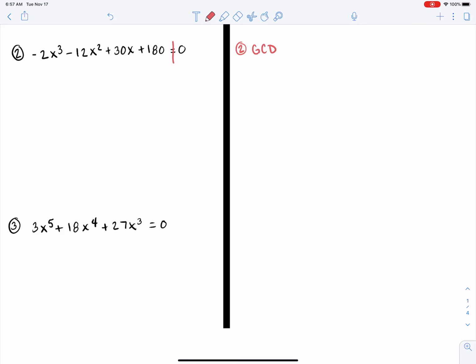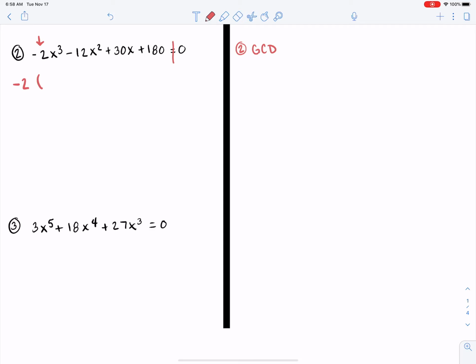So if I look at all four terms, only 3 of them have an x, so I can't say there's a GCD of x. But if my leading coefficient is negative, then we're going to say we have a negative GCD. Then if I look at my numbers, I have 2, 12, 30, and 180. Those are all divisible by 2. So I know that I could take negative 2 out of all four terms. So now I'm going to divide it.